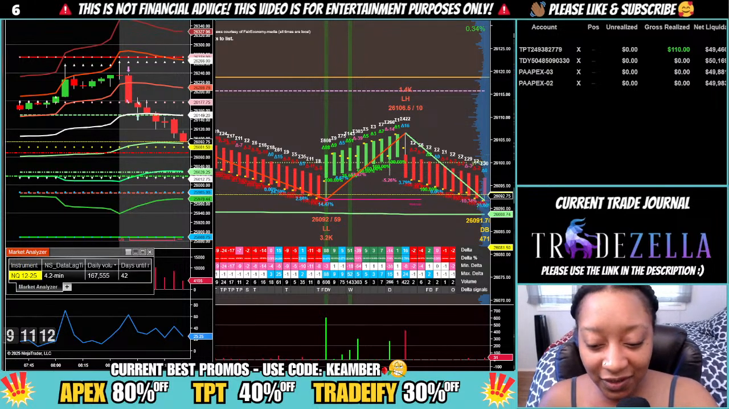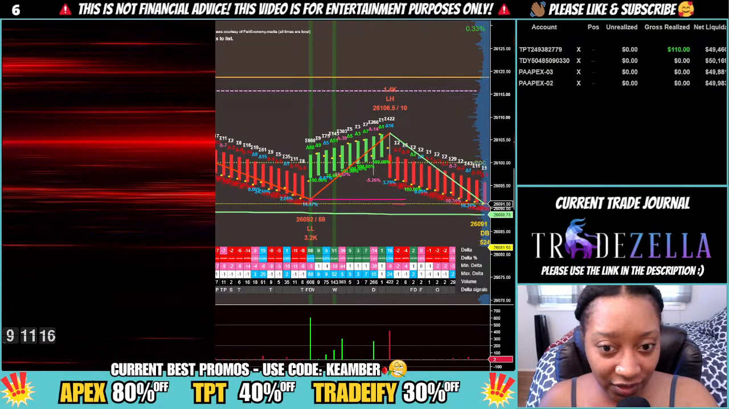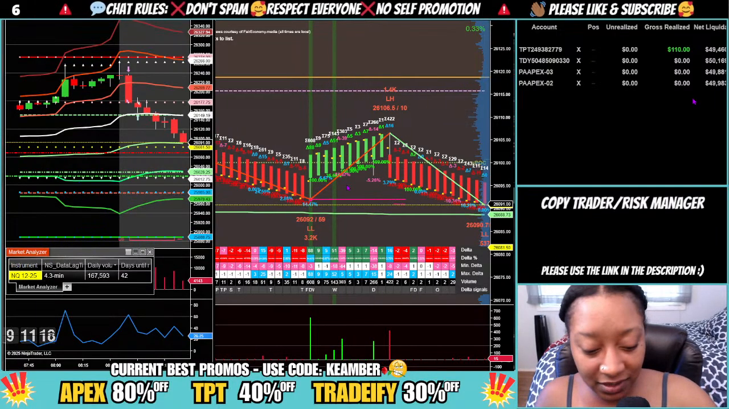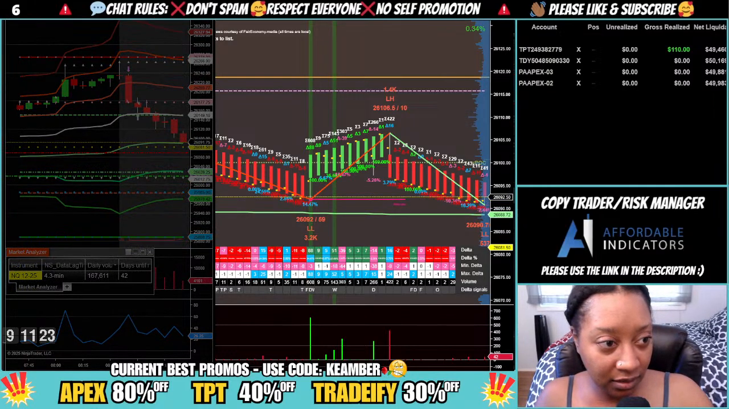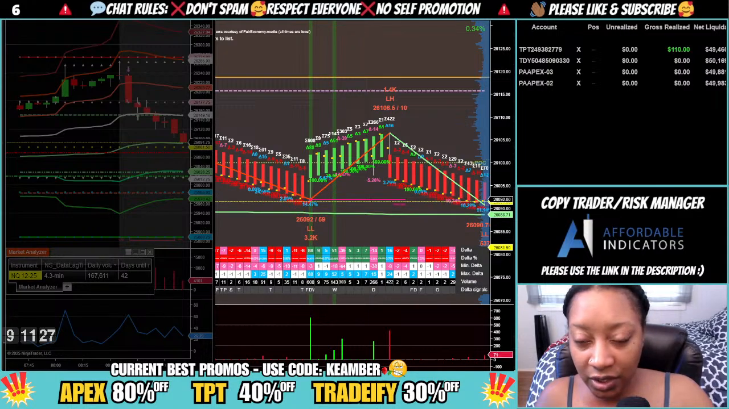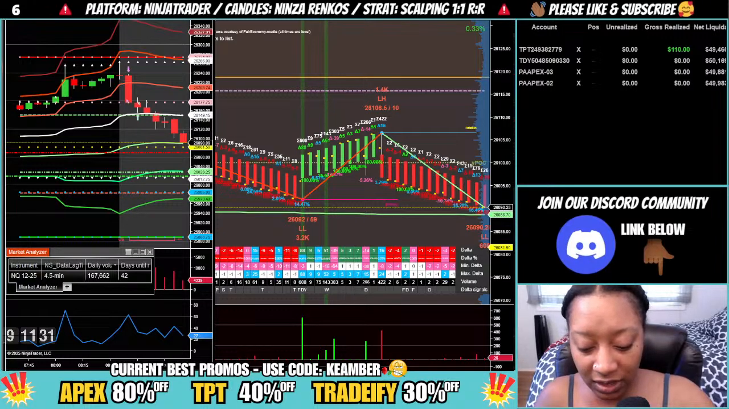All right, let me show y'all the account real quick. Friday turned it from healthy to unhealthy, but it's okay because we still got drawdown left. And had I gotten on the charts on time, but I had to write the rules down on my little piece of paper.